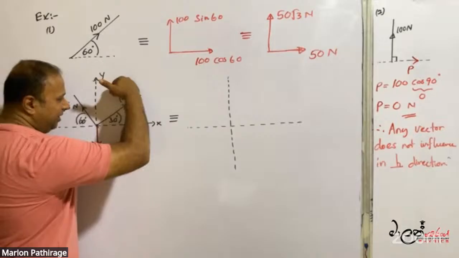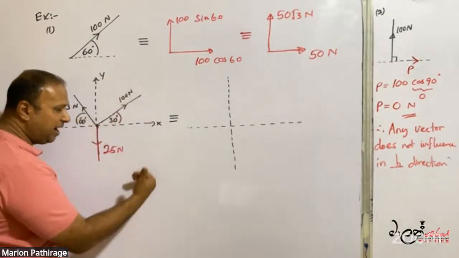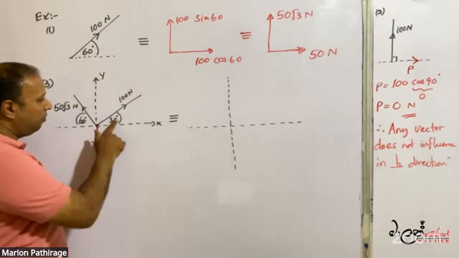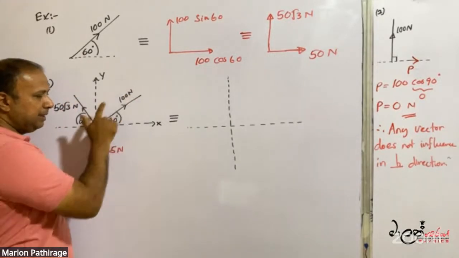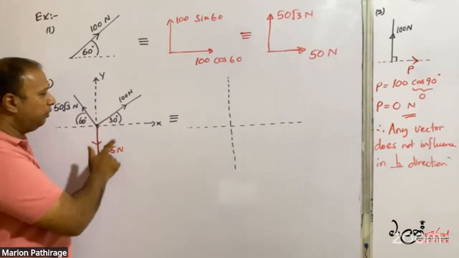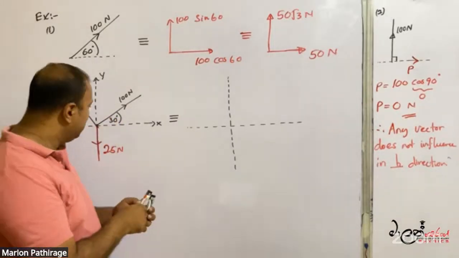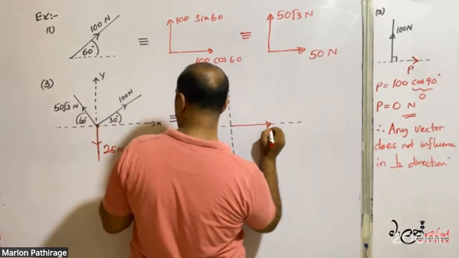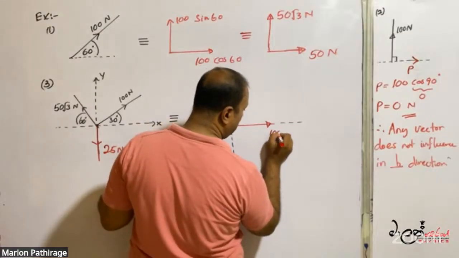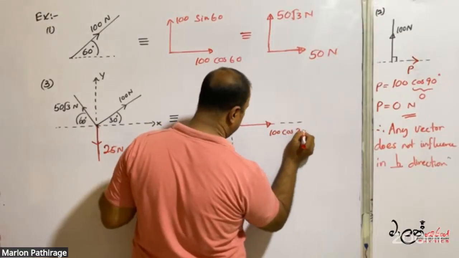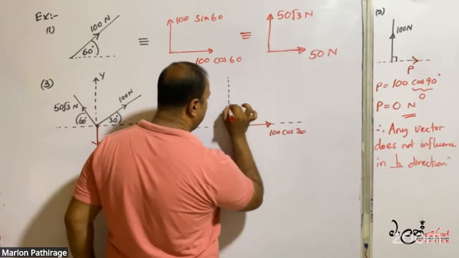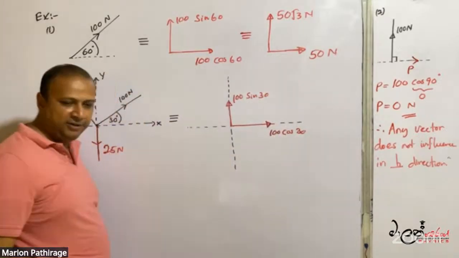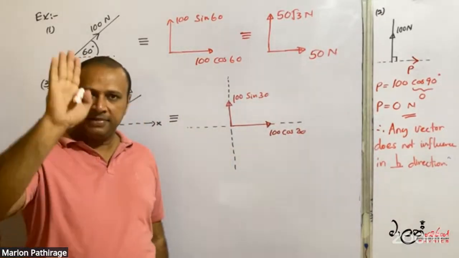Therefore, if this component is 100 cos 30, then the other will be with sin 30. If you resolve this 100 Newton vector, there are two components. One is 100 cos 30. The vertical component is 100 sin 30. Is that clear? If it is clear, please raise your hand.